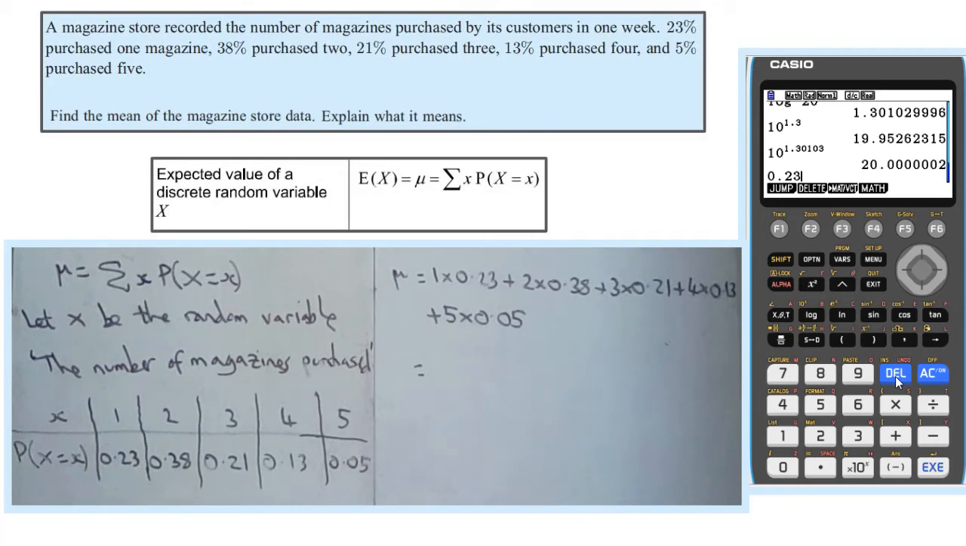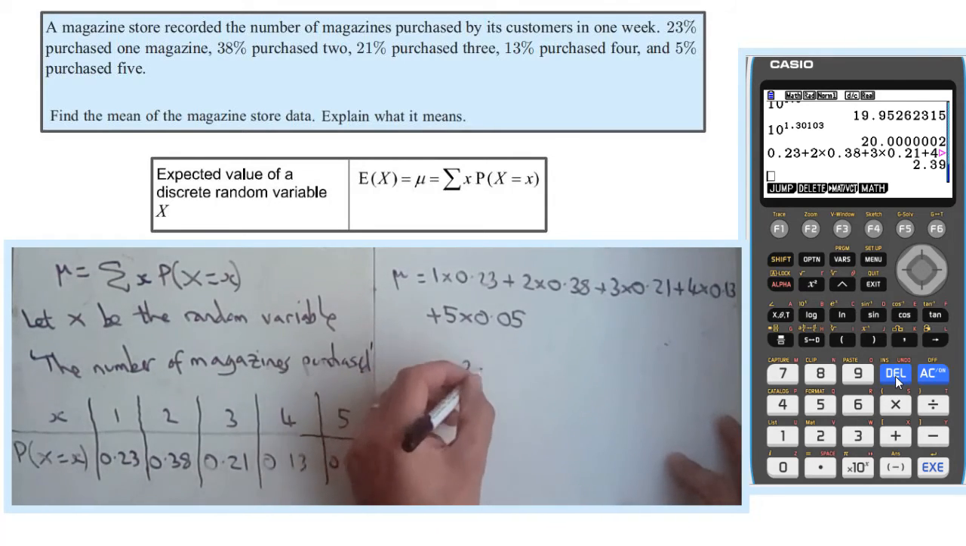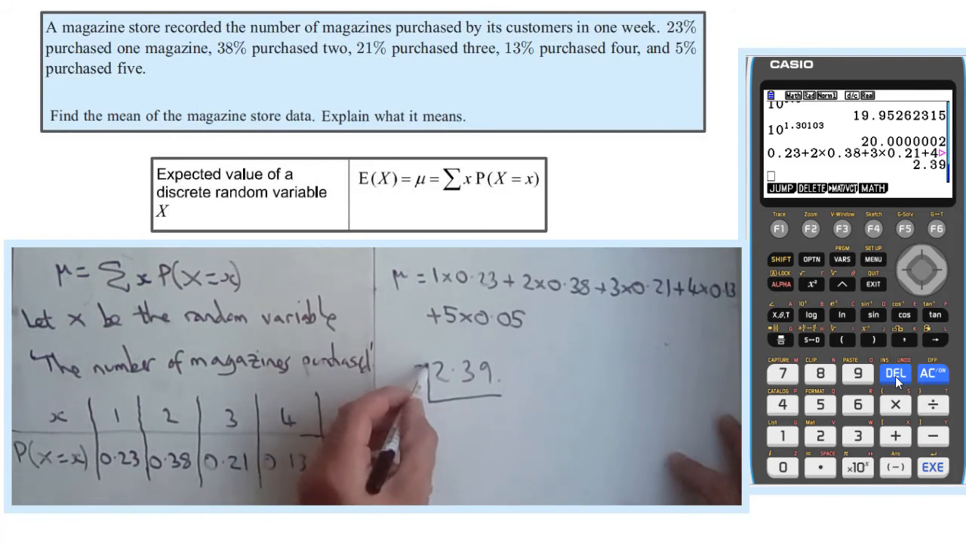So 0.23 plus 2 times 0.38 plus 3 times 0.21 plus 4 times 0.13 plus 5 times 0.05. Okay, so that comes up with 2.39. And that is our mean.